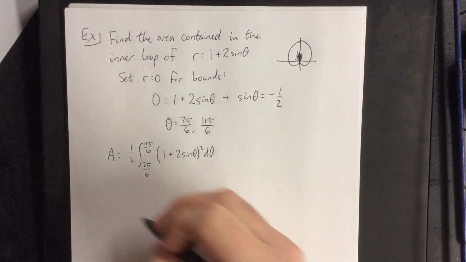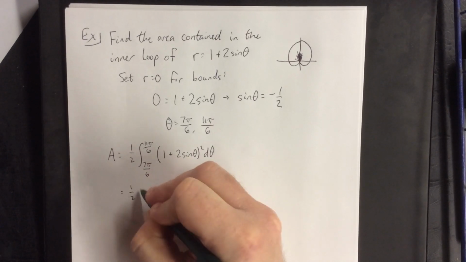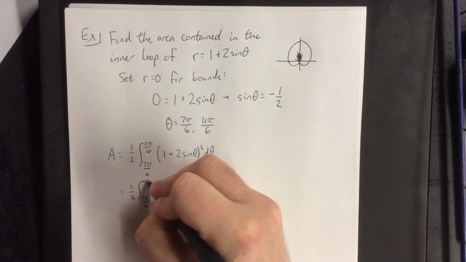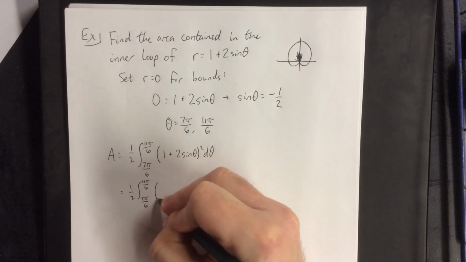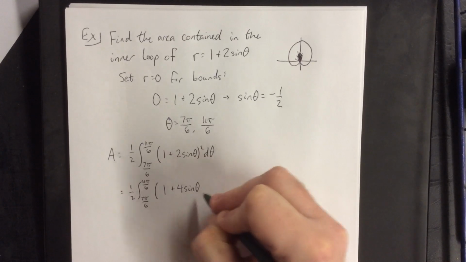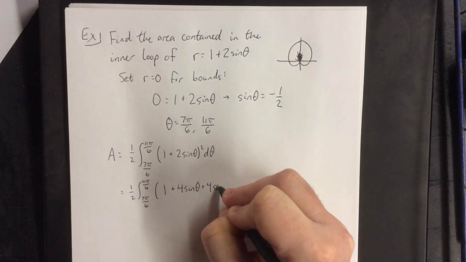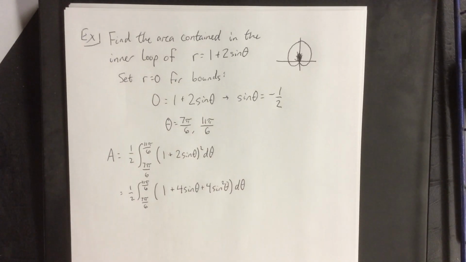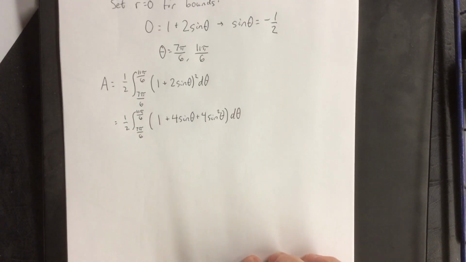Alright, we will need to expand this. Limits of integration will stay the same. That'll be 7 pi over 6 to 11 pi over 6, and expanding, we'll get 1 plus 4 times the sine of theta plus 4 times the sine squared of theta, d theta. Similar result to what we saw on the previous problem.